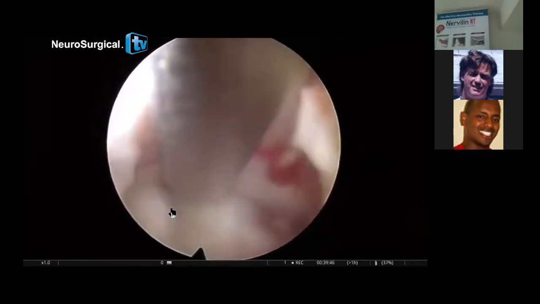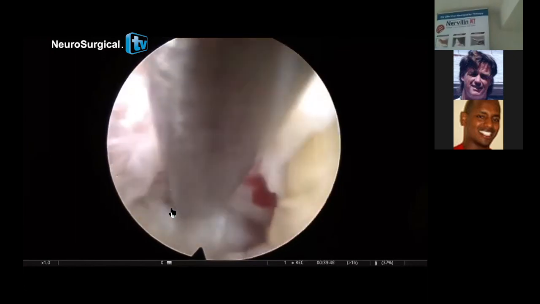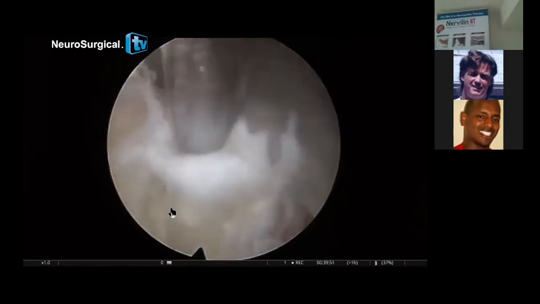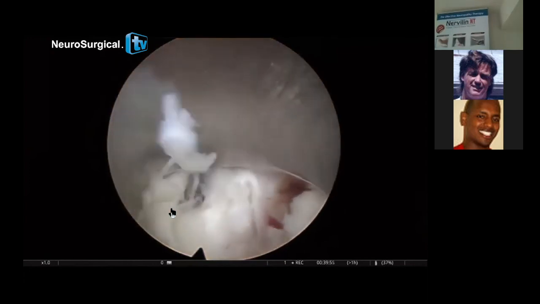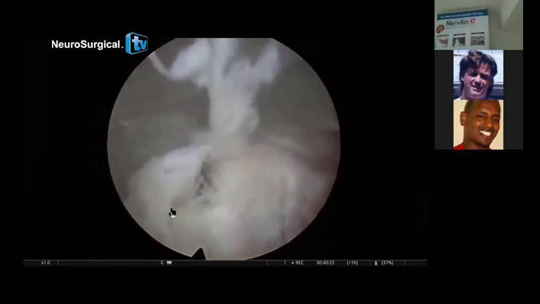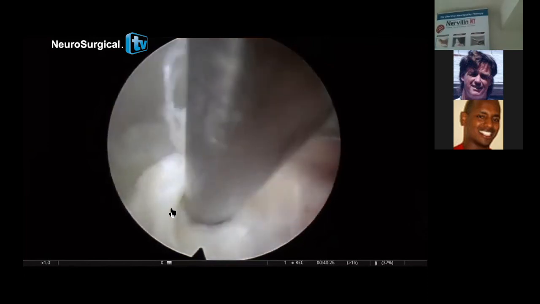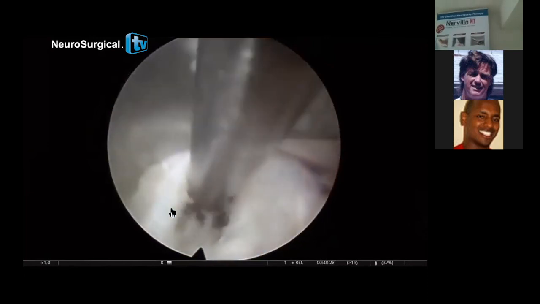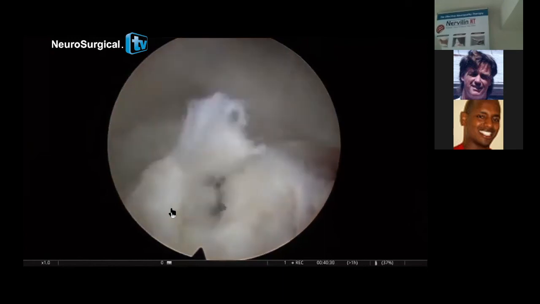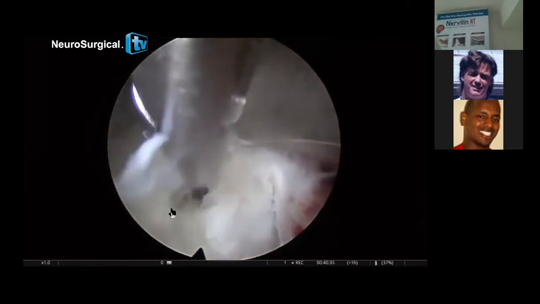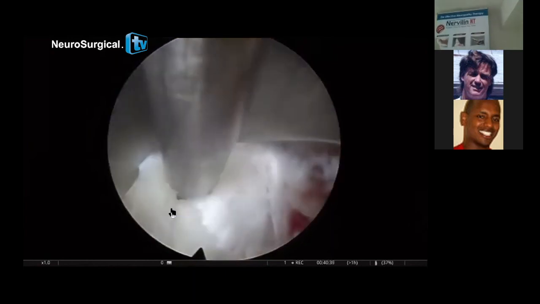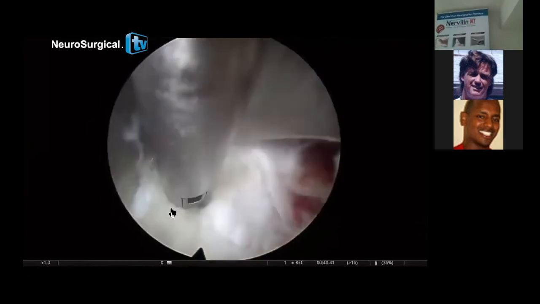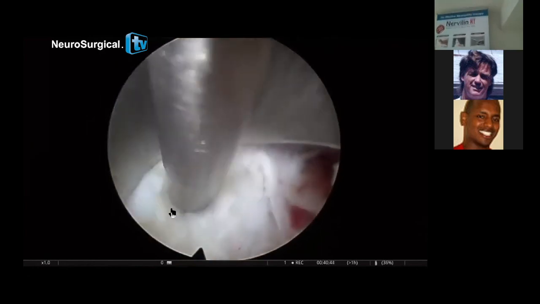Now it's easier to retract. There's a fragment also. So take it out. And under, you see? Under the annulus. You have to look there. And after that, I will do some annular sealing. I mean, with RF, I will try to decrease the ruptured area.